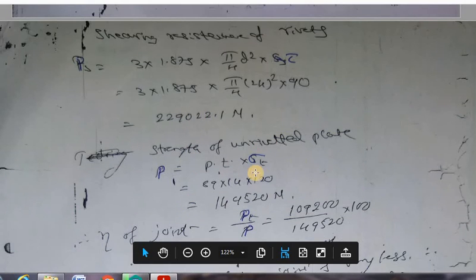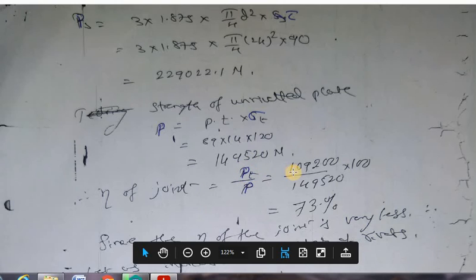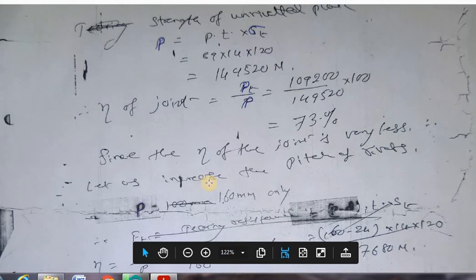Then strength of the unriveted plate, solid plate, I calculate P into T into sigma T, 89 into 14 into 120, so I'll get this value. So efficiency of joint is Pt by P into 100, so when I put the values here, I get 73. Since the efficiency of the joint is very less, because 85% is given, let us increase the pitch of the rivets to 160 mm.